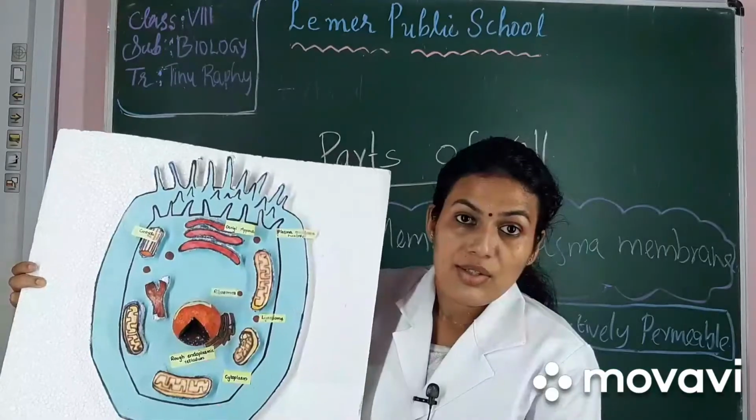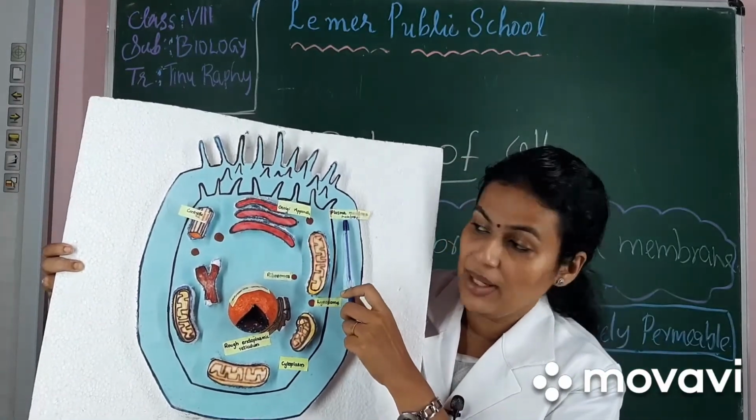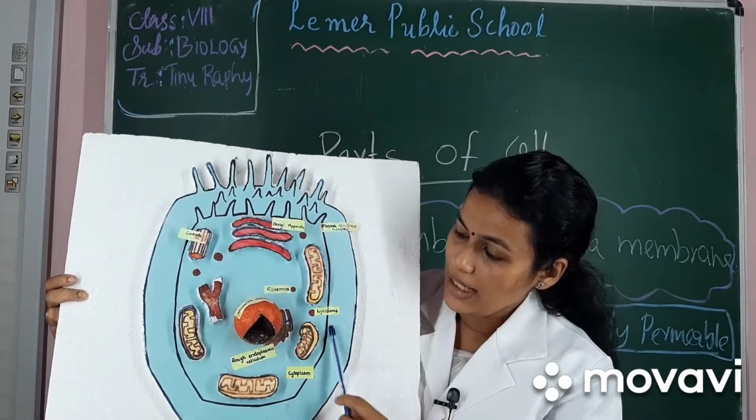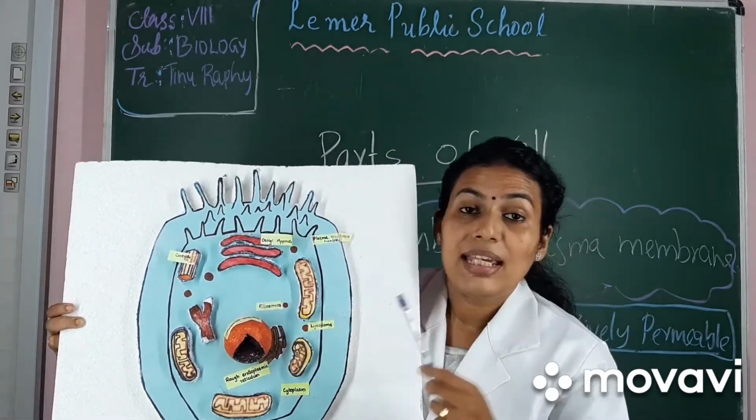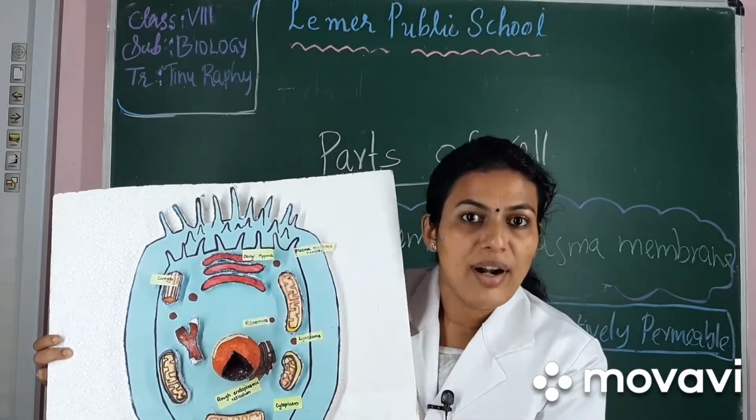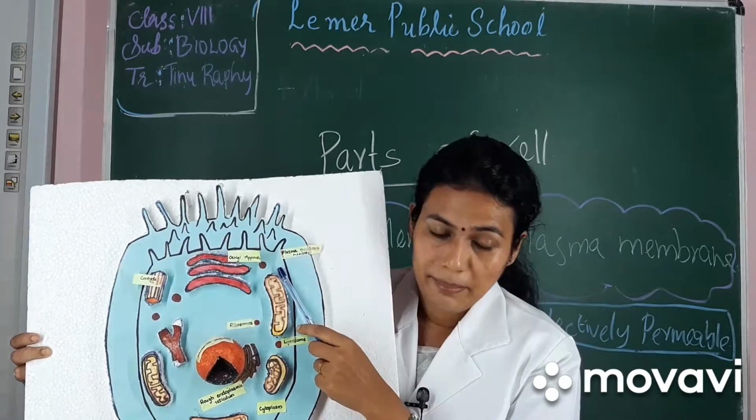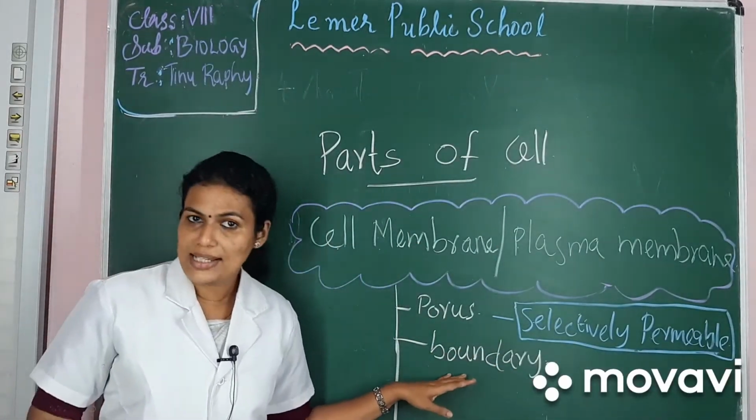Boundary. So here you can see the plasma membrane. It is providing a boundary. See, it is providing a boundary to the cell. It separates this cell from one another and also protects this cell from surrounding medium. So the second function is it acts as a boundary.